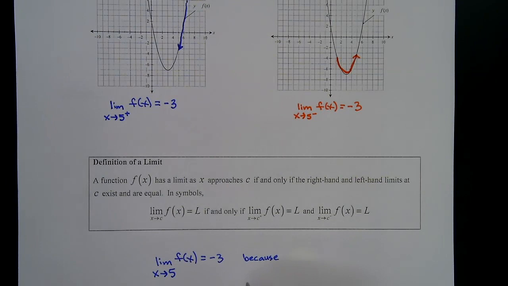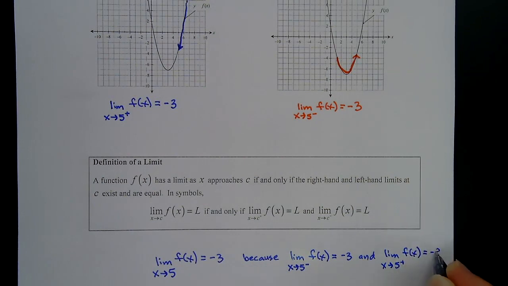Okay, so here we go. It's because, and I whited this out right here, okay? It's because the limit as x approaches 5 from the left of f of x equals -3, and the limit as x approaches 5 from the right of f of x equals -3. They're both equal to -3, okay? And that's it. If they don't equal each other, the limit doesn't exist, okay?